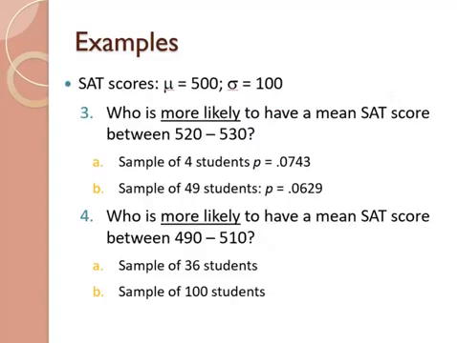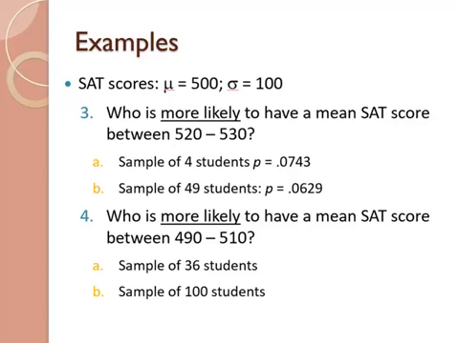So the probability of a sample size of 4 students was 0.0743, and the probability of a sample of 49 students was 0.0629. So 0.0743 is a higher probability than 0.0629. So it's more likely that a sample of 4 students would have a mean SAT score between 520 and 530 than a sample of 49.